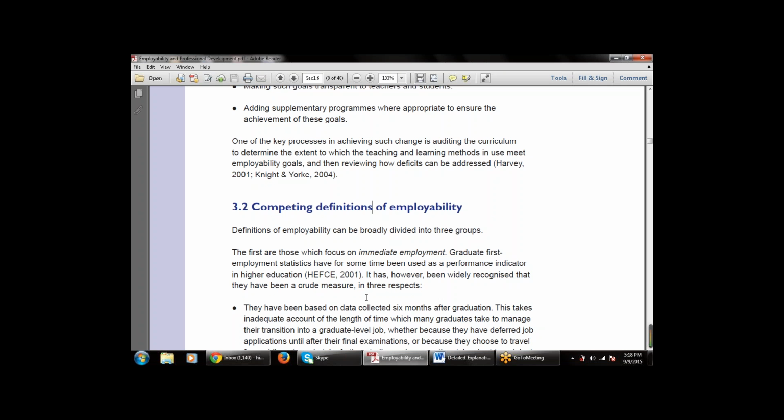Graduate first employment statistics have for some time been used as a performance indicator in higher education. It has however been widely recognized that they have been a crude measure in three aspects. So there are three aspects. One is that they have been based on data that is collected six months after graduation.